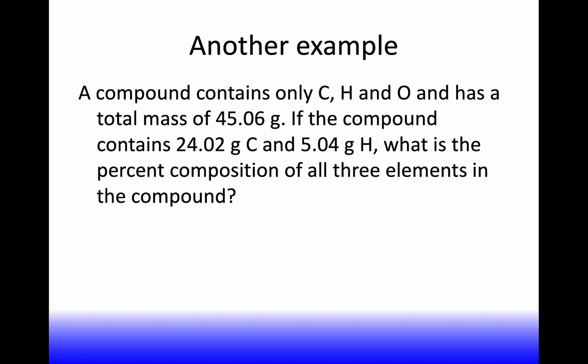This is how you do it. The percent of carbon plus the percent of hydrogen plus the percent of oxygen has to equal 100%. We can find the percent of carbon by taking the mass of carbon divided by the total times 100. We can find the percent mass of hydrogen, again, by taking the mass of hydrogen divided by the total times 100. Then we'll have two percentages which we can subtract from 100 to find the remaining percentage, which is the percent by mass of oxygen.